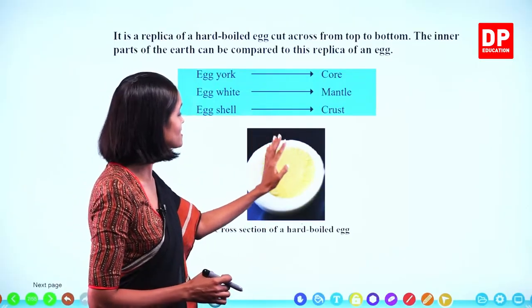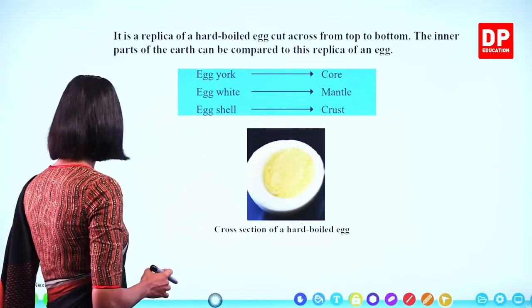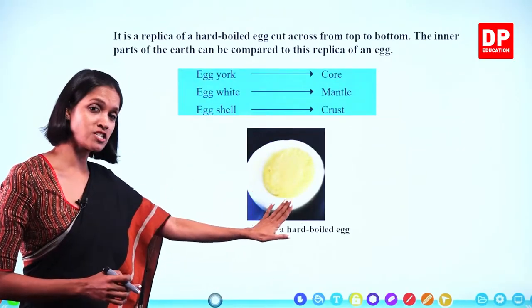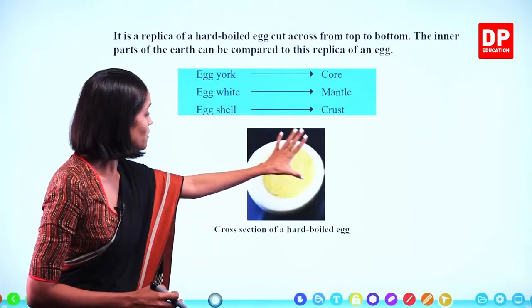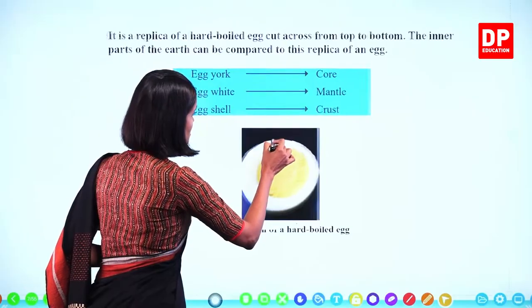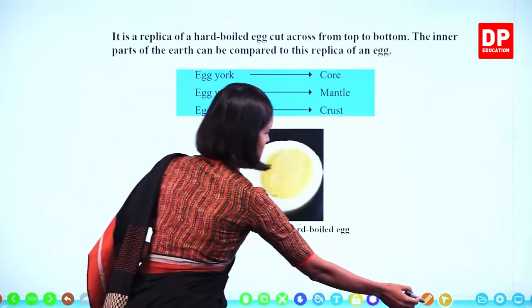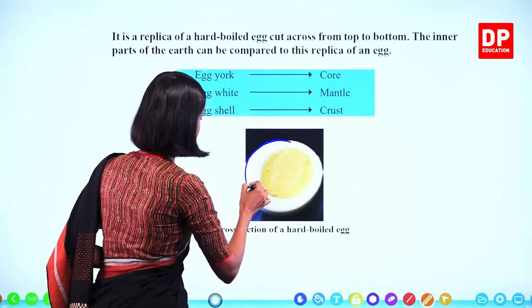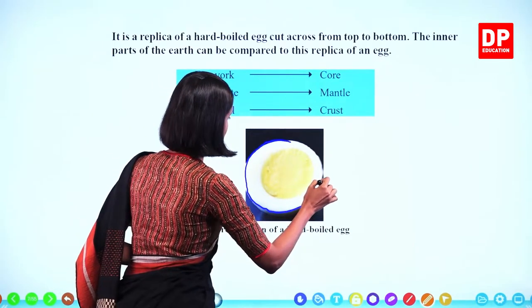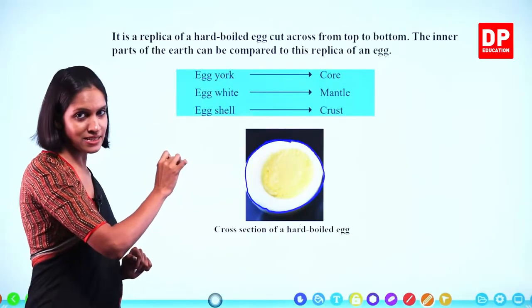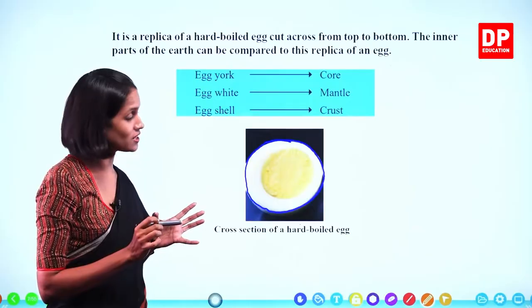So in that case, look at here, there are three layers. Here we can see two layers, but we all know that the outermost cover is the shell. I will simply draw the shell. We'll draw the shell like this. Right, if this is the shell, we can easily compare the two structures together, right?